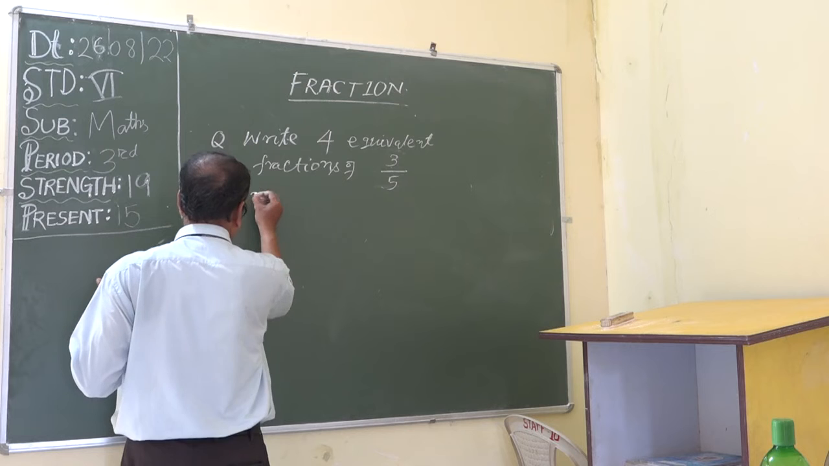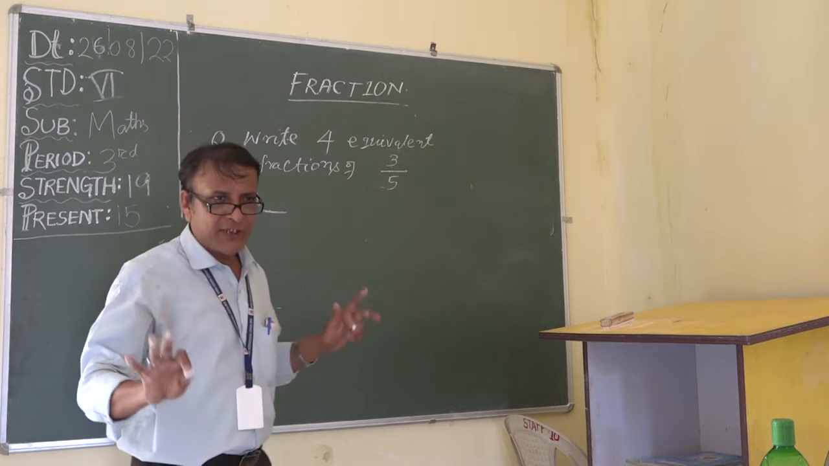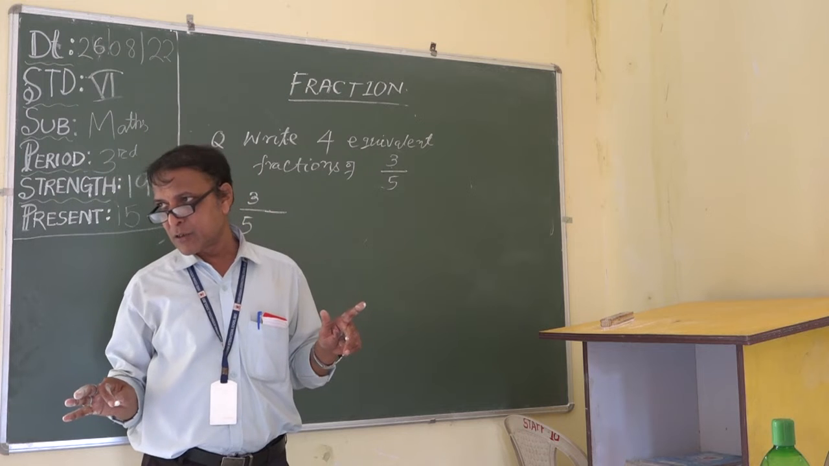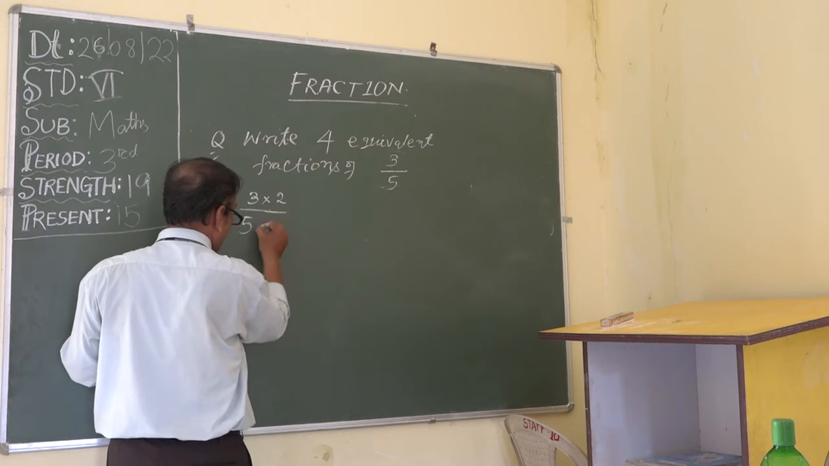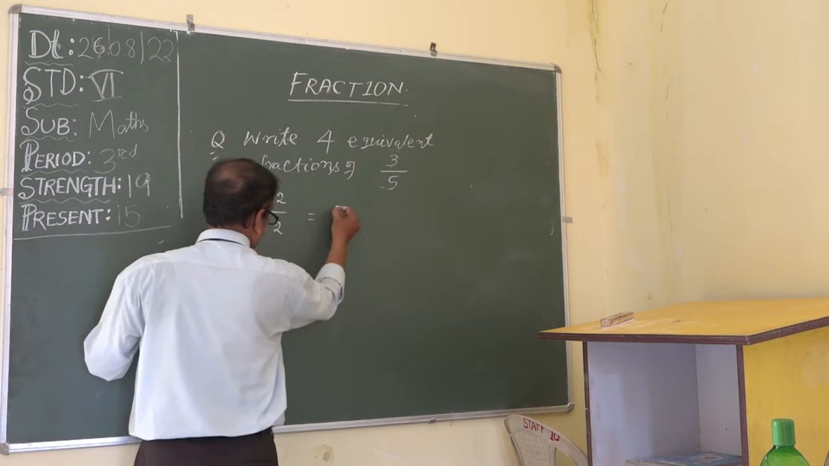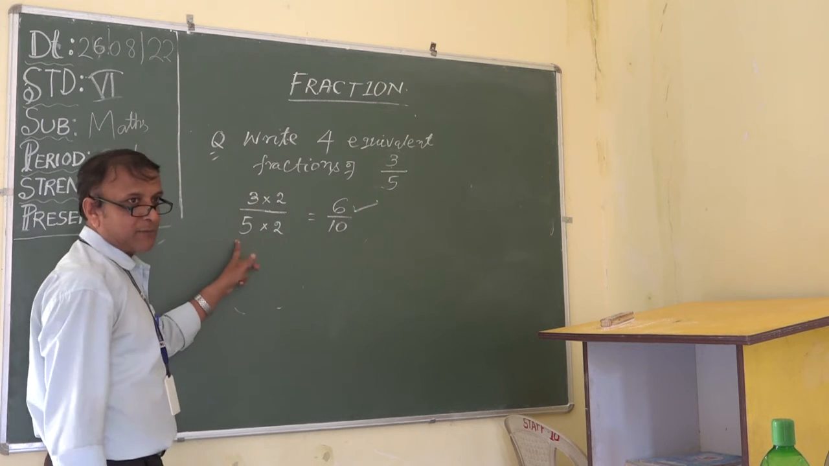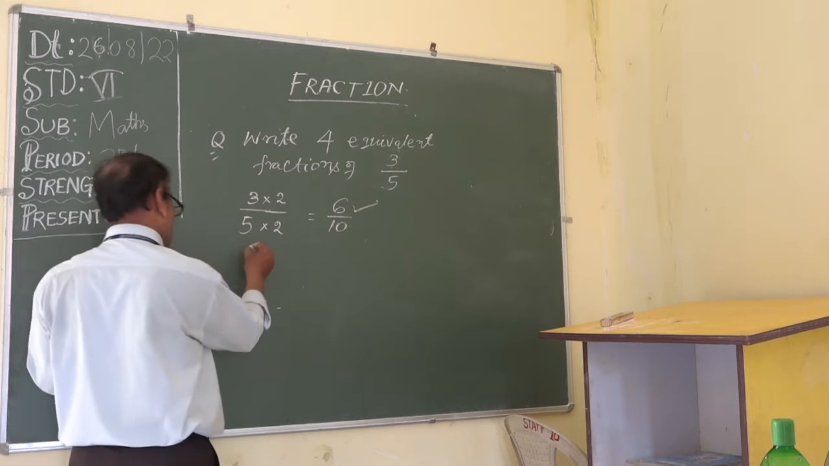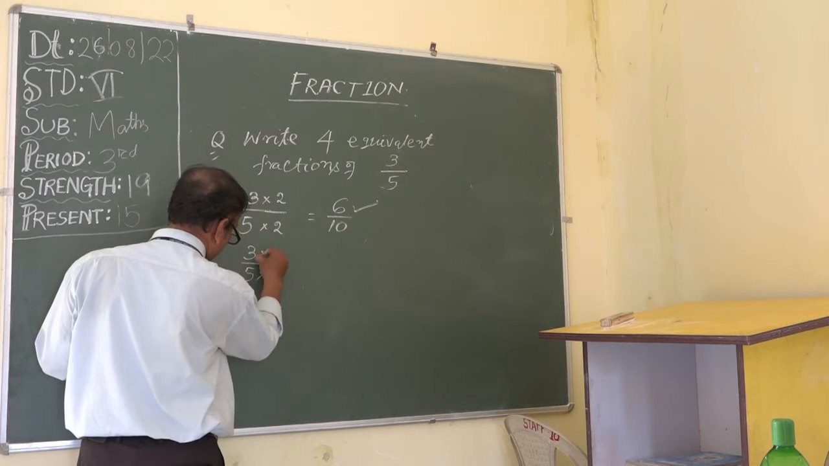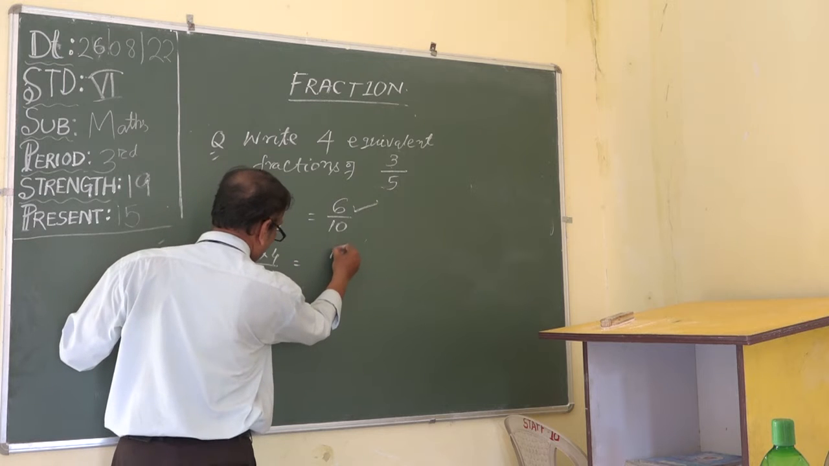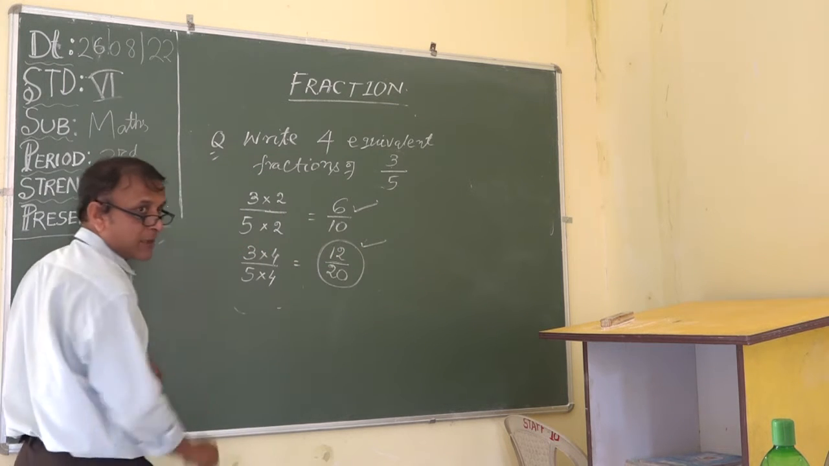So, first one. 3 by 5, you can multiply any digit. Suppose I multiplied 2 here, 2 here. So, 6 by 10. This is one equivalent fraction of 3 by 5. Another, any number you can multiply. 3 by 5, I multiplied 4. This is equal to 12 by 20. This is also one equivalent fraction of this one.